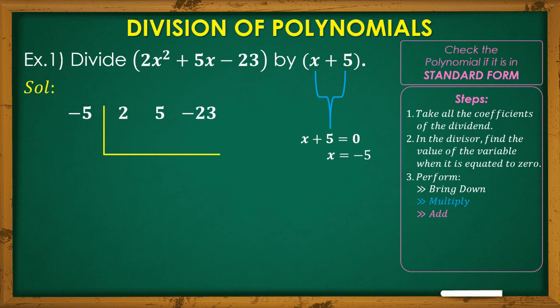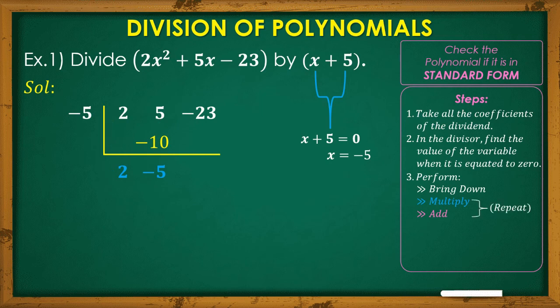So this time, uunahin natin ang bring down. Sino mauuna? Yung unang coefficient, si 2. Then, multiply sa divisor. 2 times negative 5 is negative 10. Ilalagay natin sa tapat ng pangalawang coefficients. Then, add. 5 plus negative 10 is negative 5.